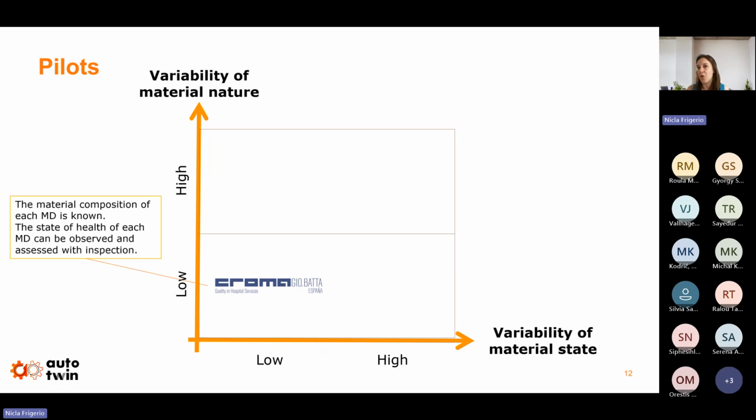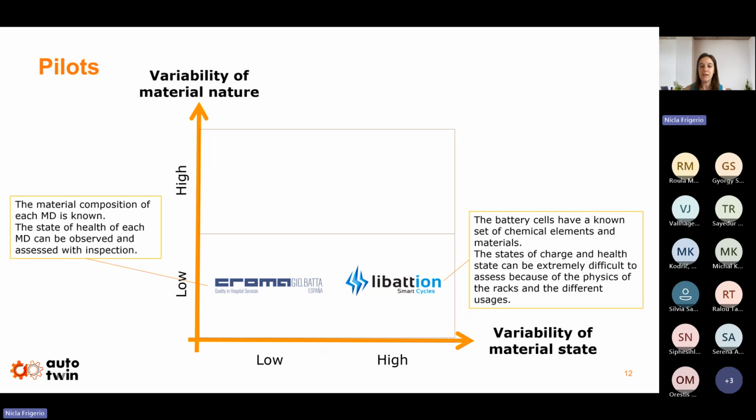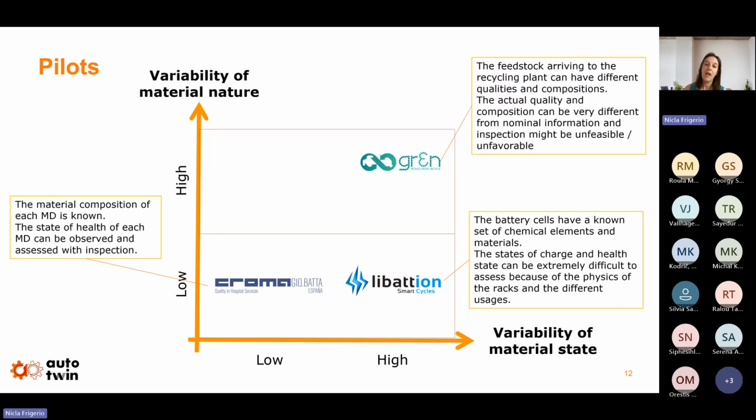In terms of variability of the material and the material state, Chroma is very low. The material is there, it is known, every medical device is traced, and it can be inspected very easily with a control chart. For Libatium, the variability of the material is low because they have a known set of chemicals inside, but the state of charge and health is very variable. So the difficulty is to understand the state rather than the composition. For Green it is both. You don't really know what is the exact composition of your feedstock, and you don't really know if there are some contaminants or not. You have nominal information, but it's very hard to be sure about this information.